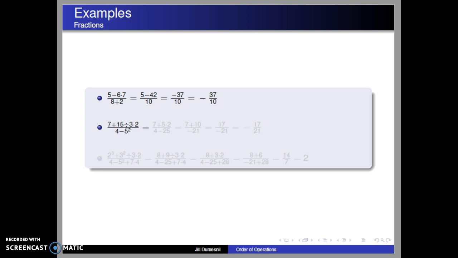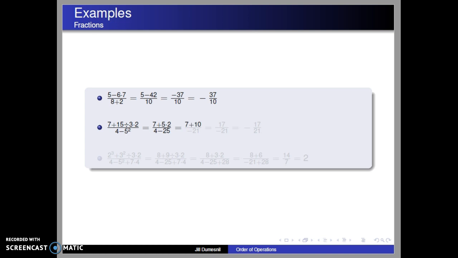Consider a more complicated example. Again, the fraction bar is an implied symbol of grouping. In the numerator, the division has the highest priority since it's to the left of the multiplication. We get 7 plus 5 times 2 in the numerator. The exponent has the highest priority in the denominator, but the exponent is only applied to the 5 and not to the minus. So we have 4 minus 25 in the denominator.